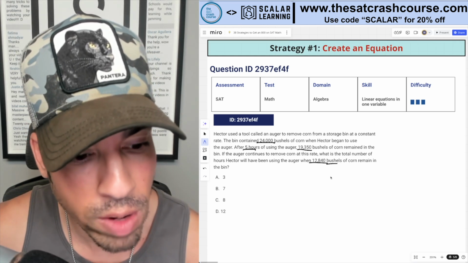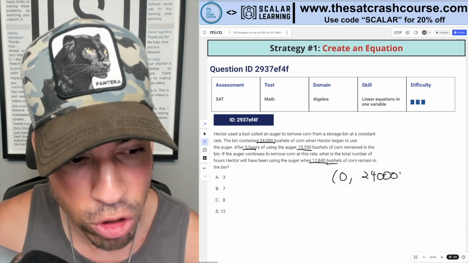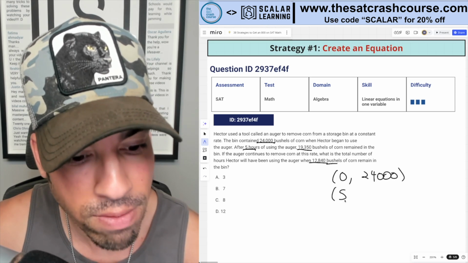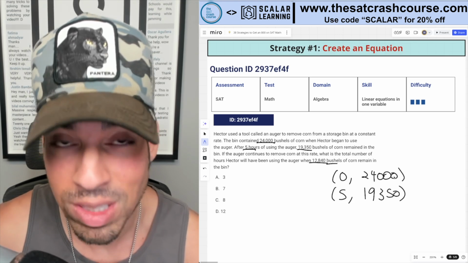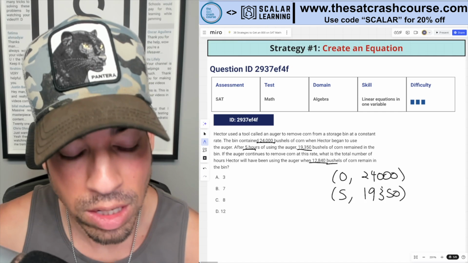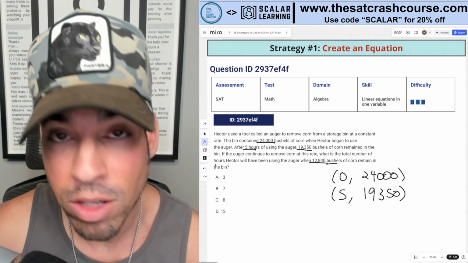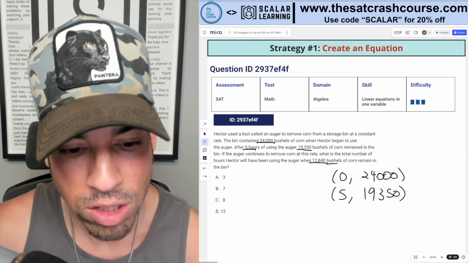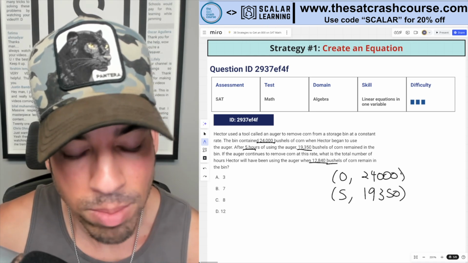Well, we know at 0 hours, we've got 24,000 bushels. We know at 5 hours, we have 19,350 bushels. This is all we need to create an equation for a linear equation, because we can get slope, and we're already given the y-intercept. Now, even when we're not given the y-intercept, we can still make an equation, but this is good to go. All right, so how do we calculate slope? I'm going to use Desmos. I'm going to use my slope formula.